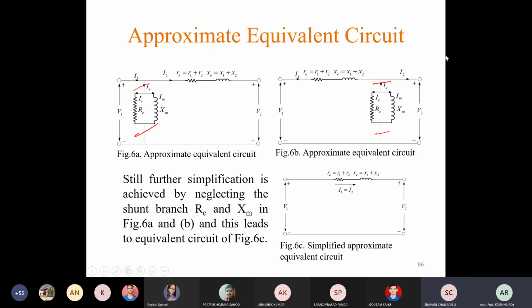In this circuit only the series branch parameters are shown, that is the total equivalent resistance Re is equal to R1 plus R2, and the total leakage reactance Xe is equal to X1 plus X2. So this is a very simple circuit which can be achieved by neglecting the shunt branch parameters, that is, by neglecting the exciting current.